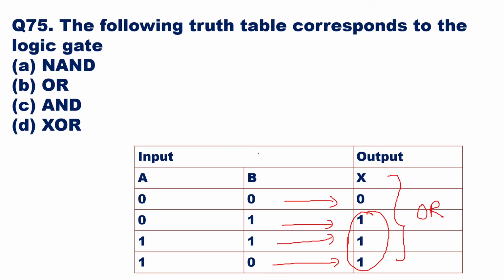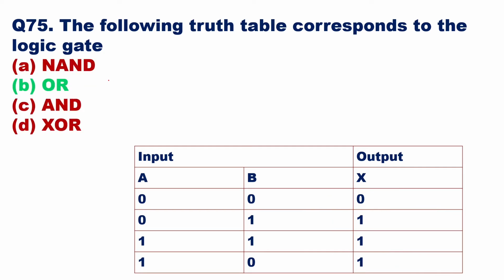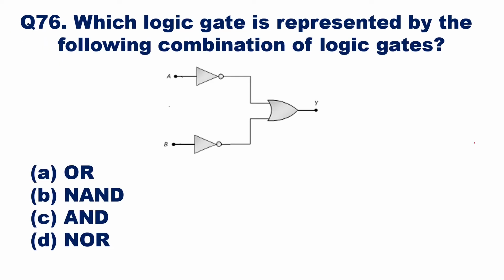So here the truth table corresponds to which gate? Option B is the right answer here, OR gate. Let's go to the next question. Next question is number 76. Which logic gate is represented by the following combination of logic gates? So here in the diagram, there is a representation of a combination of gates, and we will see what expression we are going to get at the output.